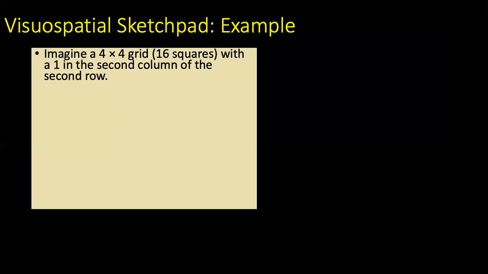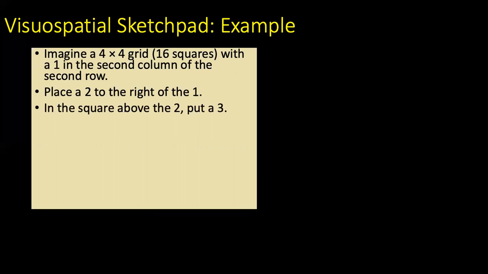So imagine a 4x4 grid, 16 squares, right? You can think of like a 4x4 grid from Excel, right? Now picture a 1 in the second column of the second row, right? Try and picture that in your mind. Now place a 2 to the right of the 1. In the square above the 2, put a 3. To the right of the 3, put a 4.